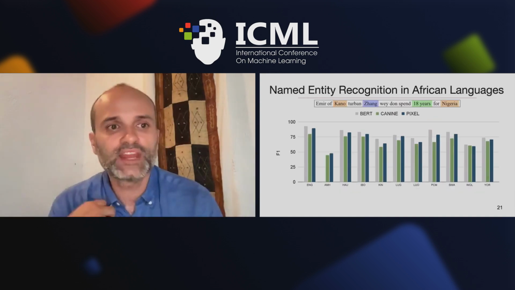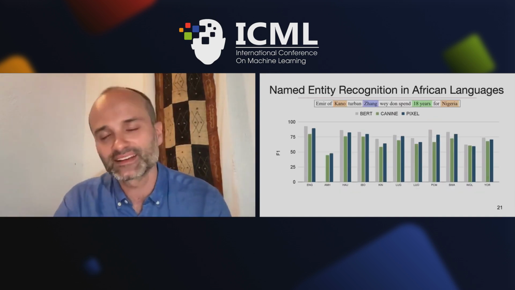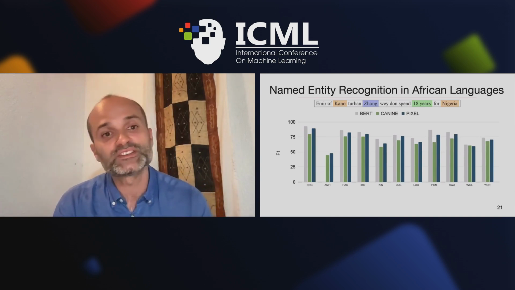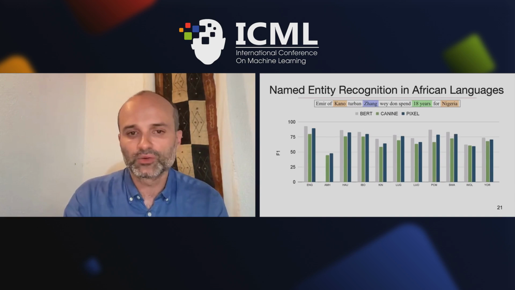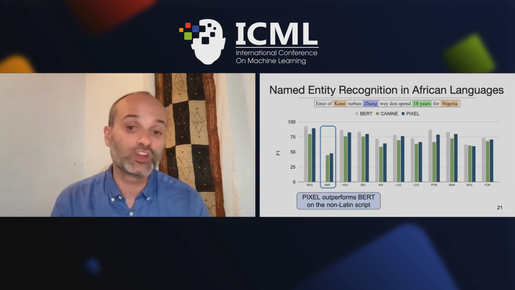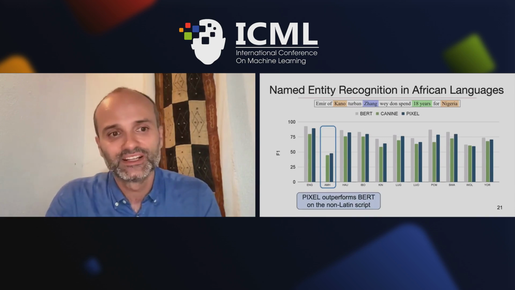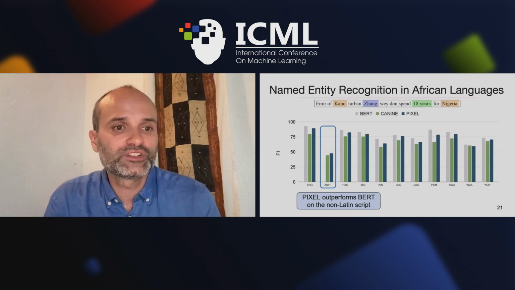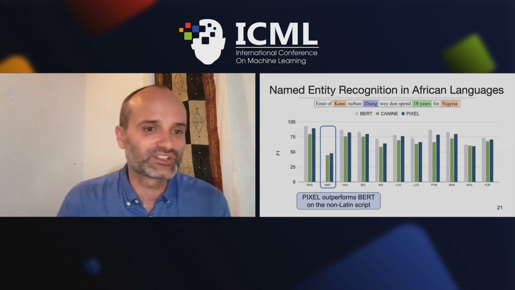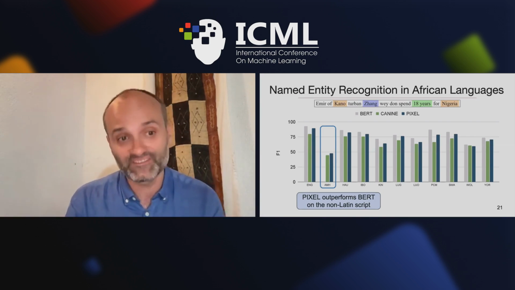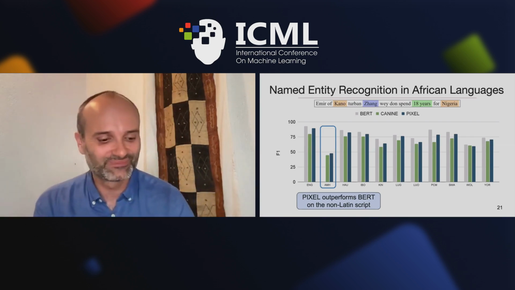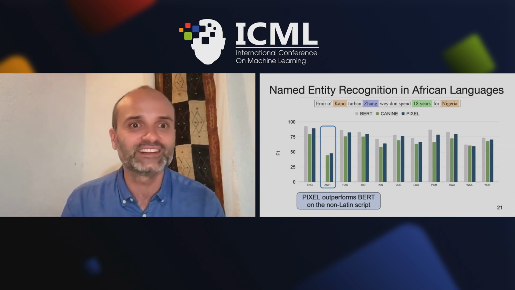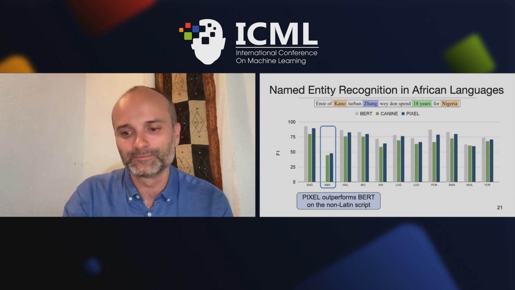If we move on to named entity recognition in the MasakhaNER dataset, here I'm now comparing BERT versus Canine versus Pixel. So the first thing I want to highlight is that on the only non-Latin script, Pixel, which is pre-trained on one language, outperforms Canine, which is pre-trained on 104 languages. BERT completely fails on Amharic, which is related to what I was talking about earlier when I was motivating the whole idea of treating language as vision.